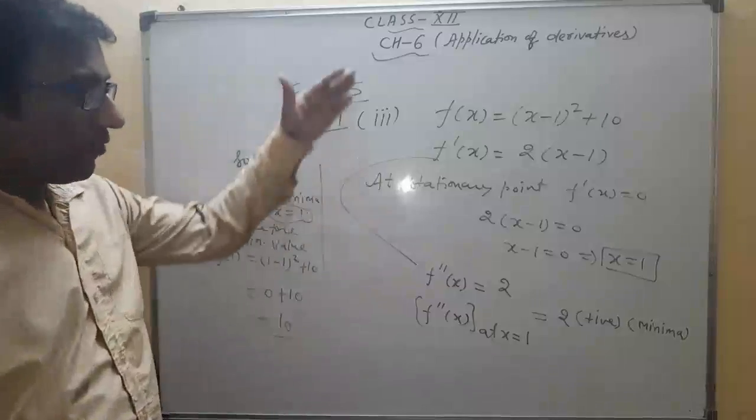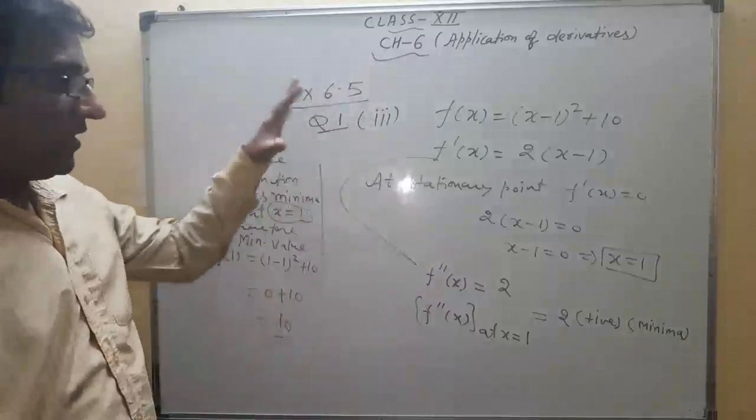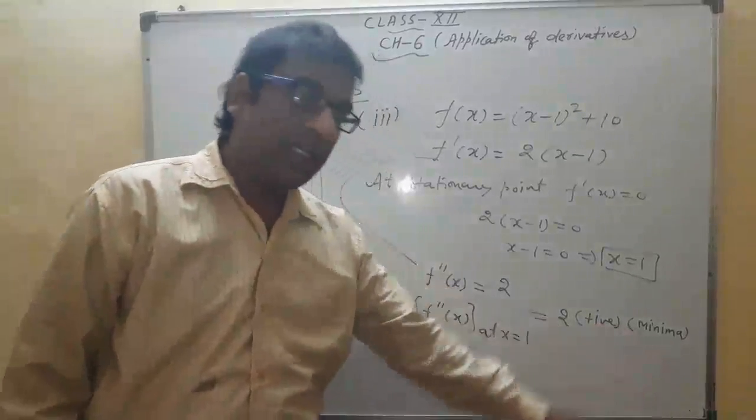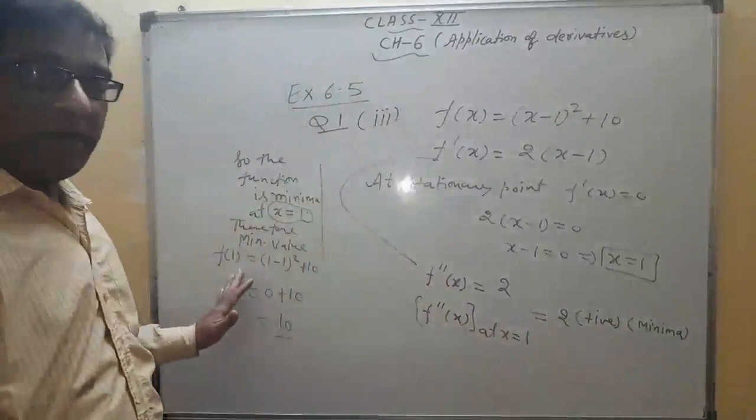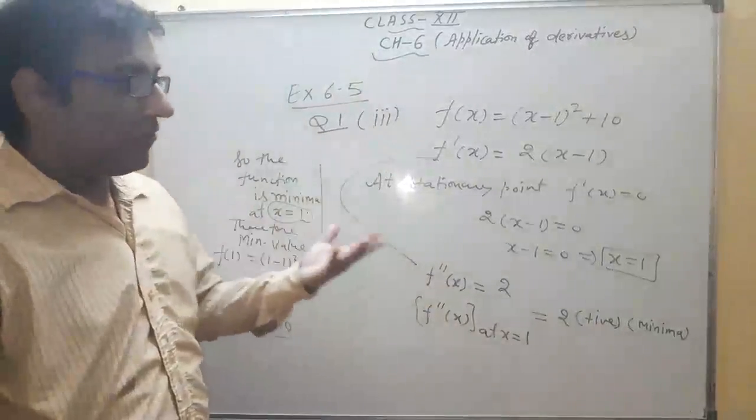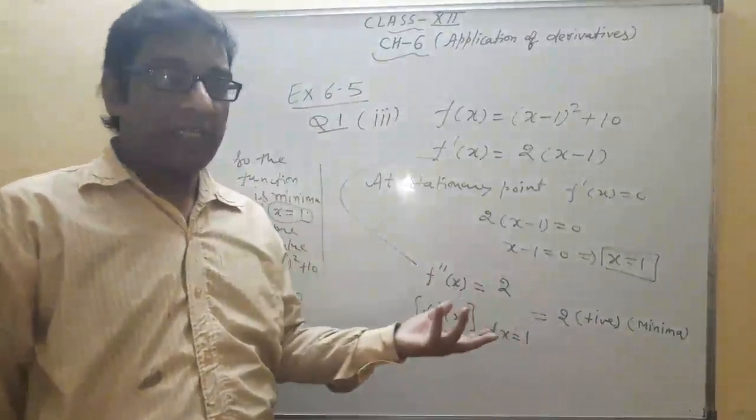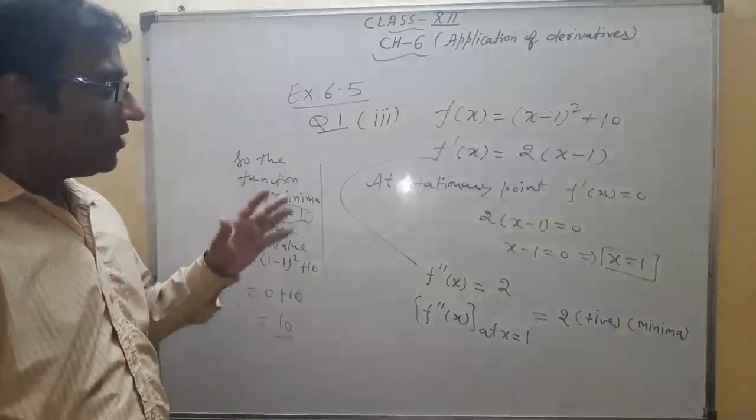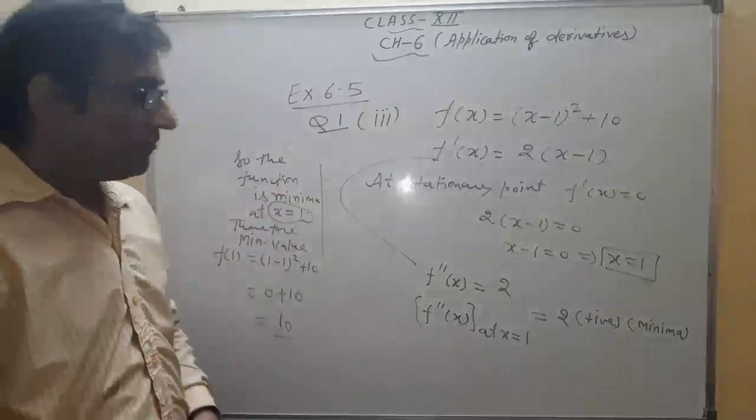So this is the way of solving the question of finding the minimum value and maximum value. Here the function is minima, that's why we will calculate only the minimum value here. In some questions, if minima and maxima both are there, then we can easily identify both values at a time. So this is the way of solving the question.